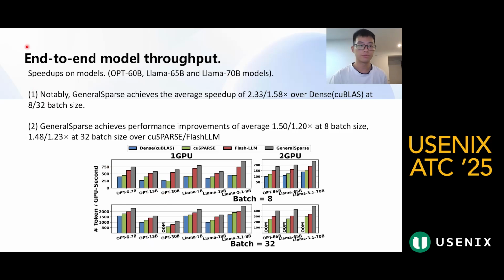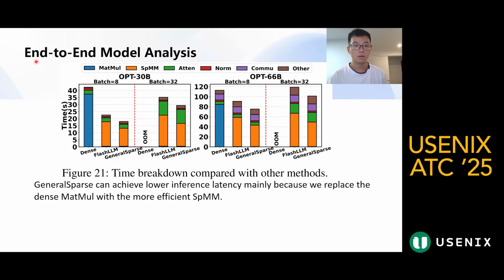On end-to-end model analysis, we analyze the speedup reason. We can see GeneralSparse achieves lower inference latency, mainly because we replace the dense matmul with the more efficient SpMM. Next is the related work.